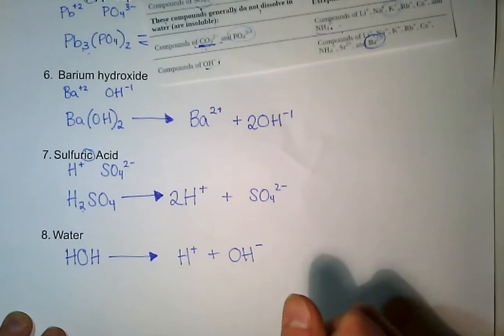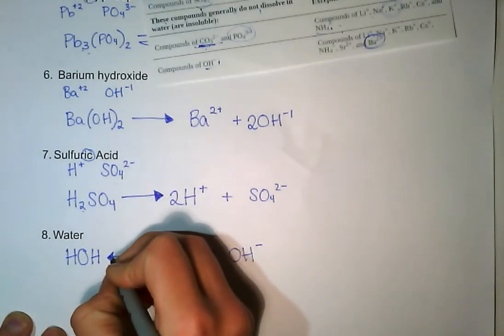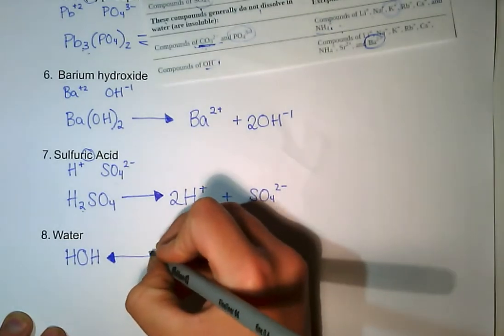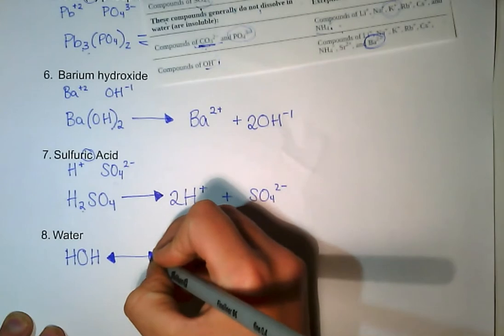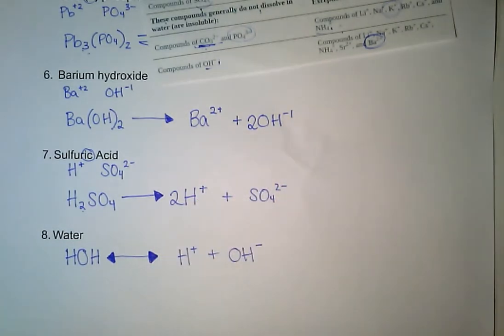And I used a single-sided arrow here, but really this should be a double-sided arrow because this is constantly happening in both directions. Water breaks apart into its ions and then rebonds with something else as a new ion. So I'll put a double-sided arrow there as well.